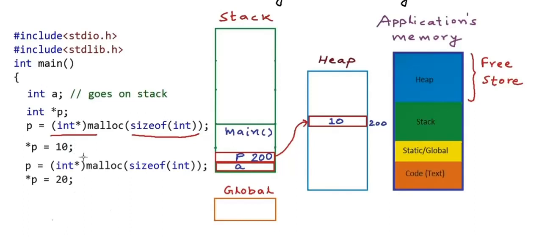After writing 10 in this particular block, I will go ahead and make one more call to malloc. When I make one more call to malloc, one more block of 4 bytes is allocated on the heap. Let us say the address is 400 for this block. Now the address that is returned by this second call to malloc, we store this address in the variable p. So what happens is that p is now pointing to the address 400. The next line writes 20 at this address. We allocated one more block and we modified the address in p to point to this block.